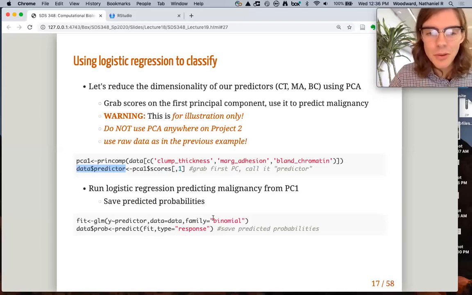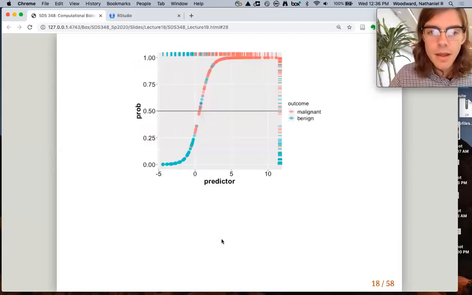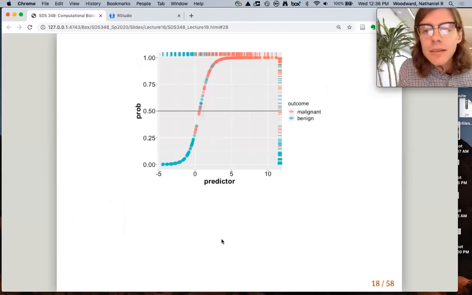So, cool. We'll just use this one predictor now instead of using all three. And we'll go ahead and get the predicted probabilities from this model, right? So we'll save those predicted probabilities. And now we can make a plot like this. The whole point is, I just wanted to make a plot like this to show you what's going on here. This is the predicted probability as the predictor increases, right? So as your score on principal component one goes up and up and up, here's the predicted probability of malignancy. And we've got the points colored by whether the person was actually malignant or actually benign.